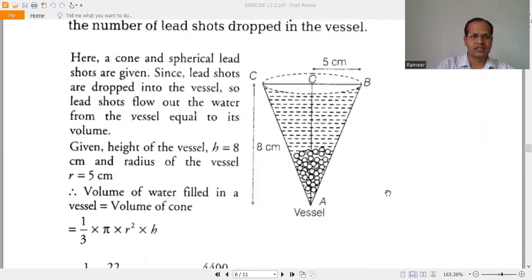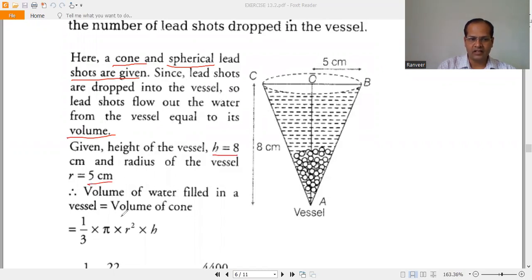Now, in this type of question, what do we have to do? First of all, we have to find out the total volume of the cone, that means the volume of water filled in the vessel. In this, there are two structures: a cone and spherical lead salts. Lead salts are dropped into the vessel, so they make water flow out of the vessel equal to their volume. Height is given. Radius of the vessel is given.